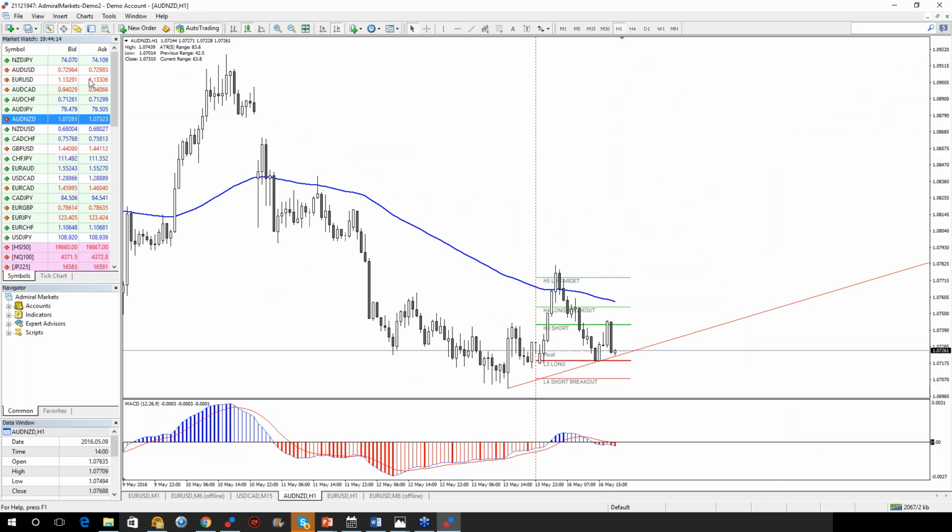Yeah, big spread on standard account. On ECN account, it's actually very low. It's only 1.5 pip spread.